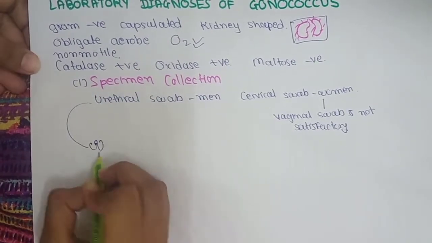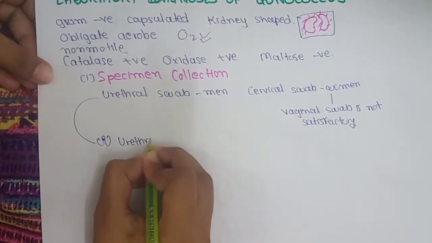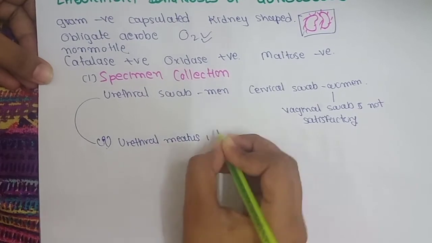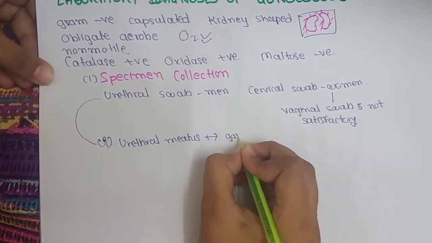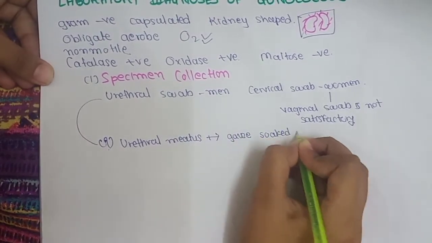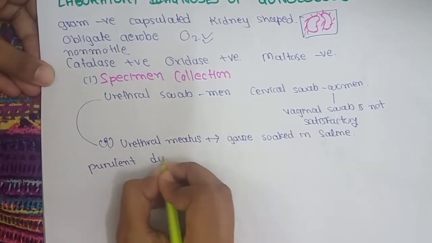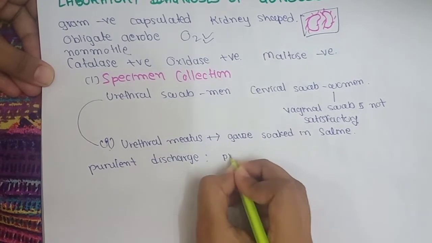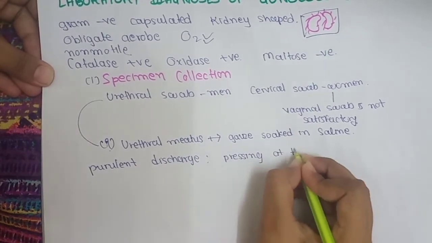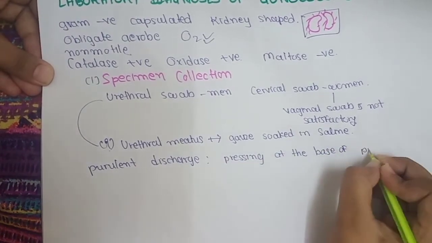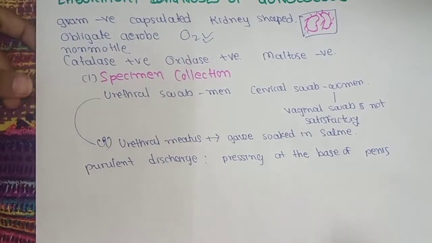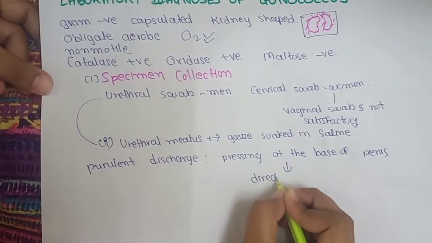How will we take the urethral swab? The urethral meatus is cleaned with gauze soaked in saline. If we want to take the purulent discharge, then it is done by pressing at the base of the penis and collected directly on the slide or the swab.